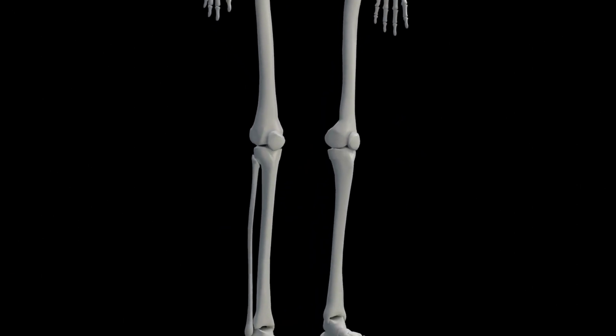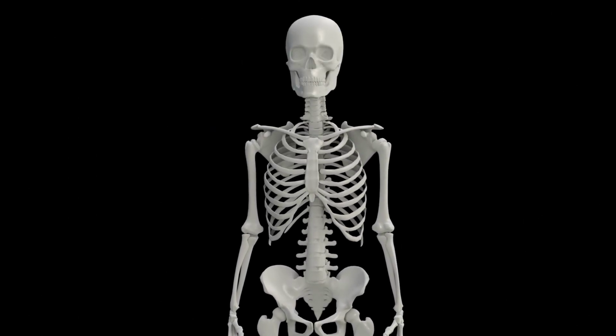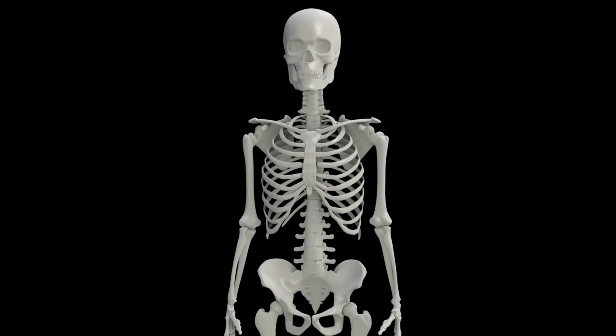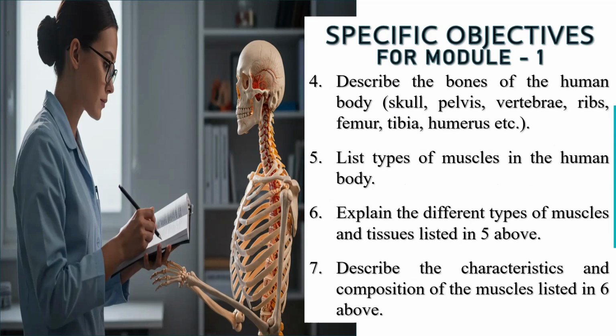1. To describe the development, structure, and composition of bones. 2. To explain the development and structure of compact and cancellous bone tissues. 3. To explain the following anatomical terms relating to the musculoskeletal system: proximal, distal, lateral, etc. 4. To describe the bones of the human body: skull, pelvis, vertebrae, ribs, femur, tibia, humerus, etc.